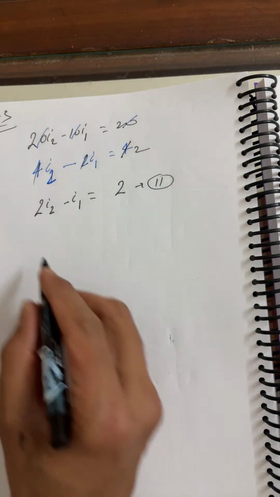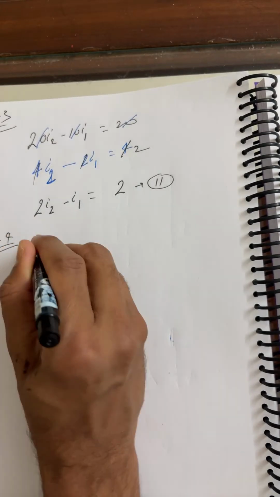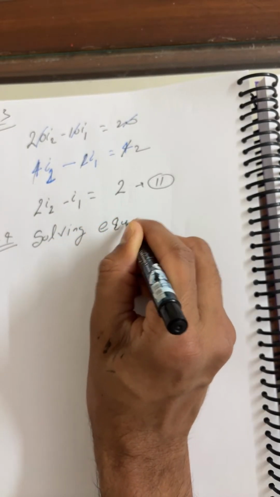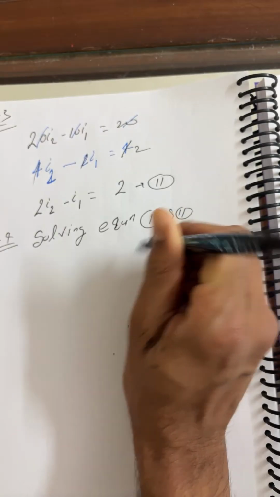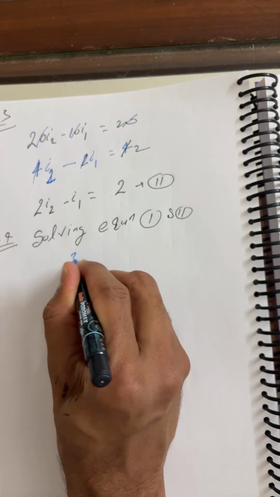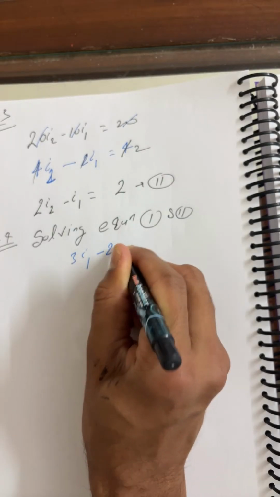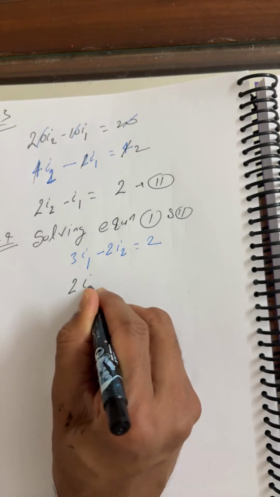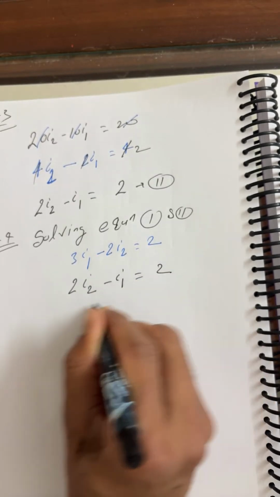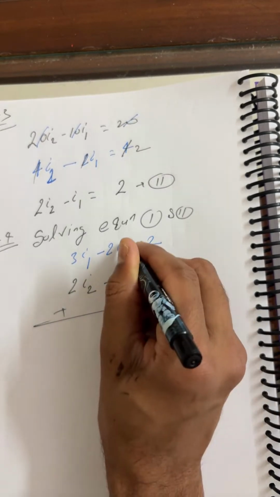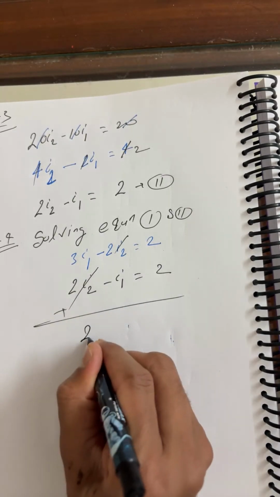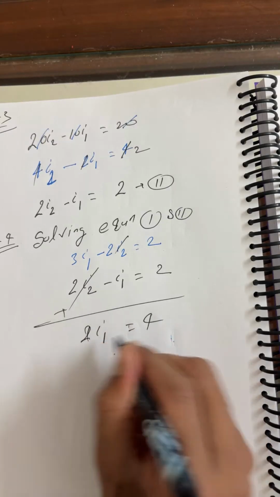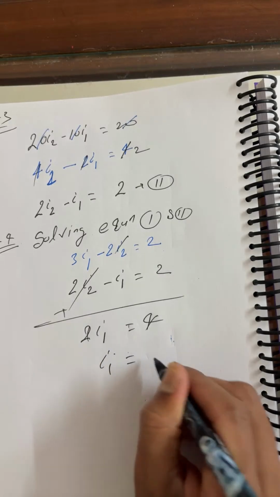Finally we can solve here. We have two equations and two unknowns. So in step 4, I am going to solve equations 1 and 2. This is 3 I1 minus 2 I2 is equal to 2. This is 2 I2 minus I1 is equal to 2. Just simply add here. So 3 minus 1, 2 I1 is equal to 4. So I1 is equal to 2 ampere.